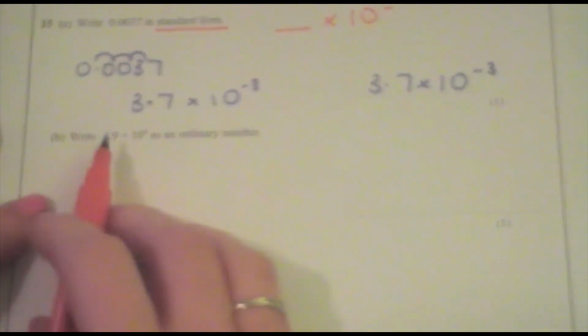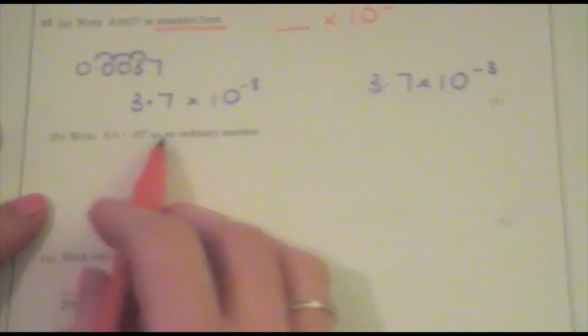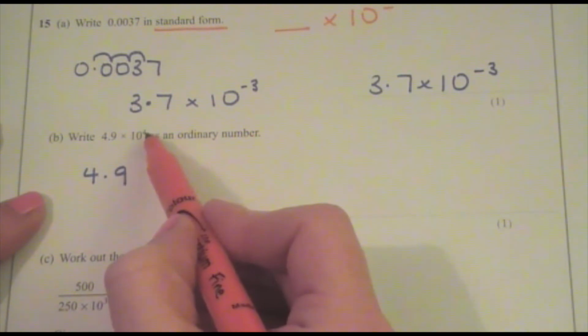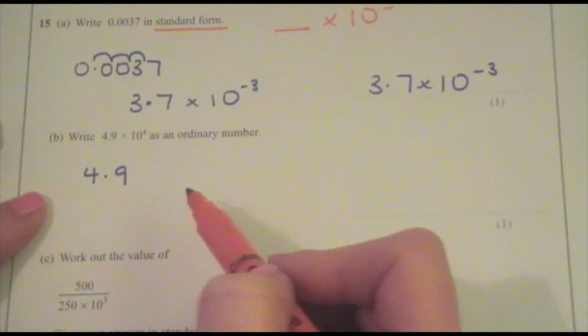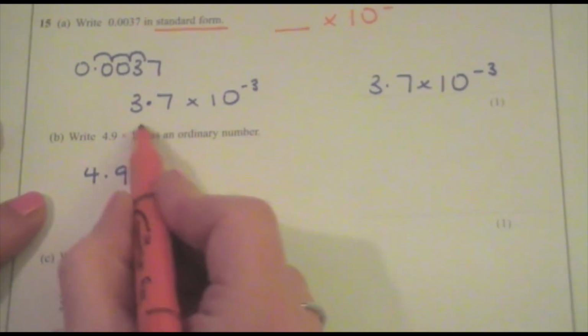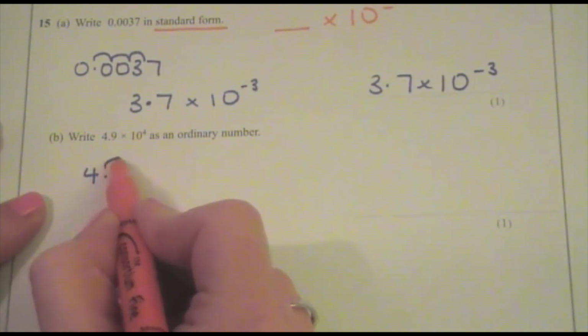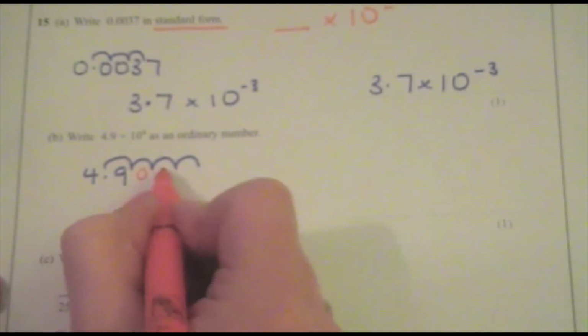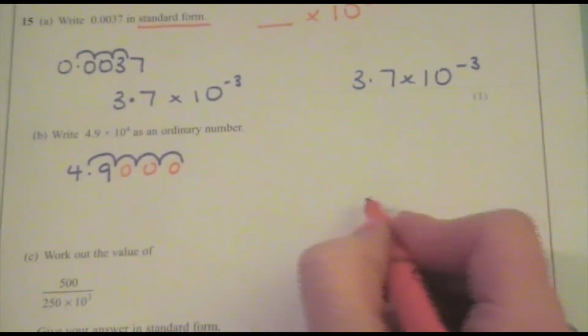Part B, I need to write the number 4.9 times 10 to the power of 4 as an ordinary number. So I'm going to have a number with no multiples of 10 in it. This little power of 4 tells me that effectively my decimal point is going to move 1, 2, 3, 4 spaces. And I would then need to fill those spaces with zeros, which would then leave me with the number 49,000.